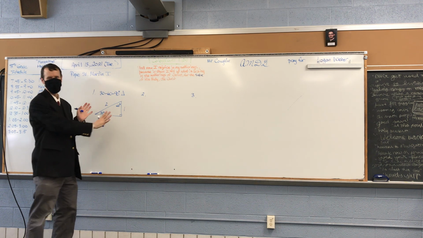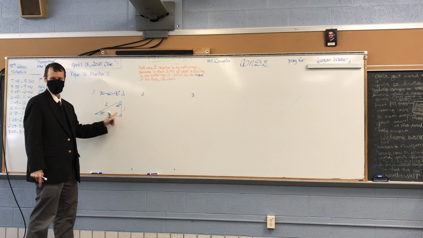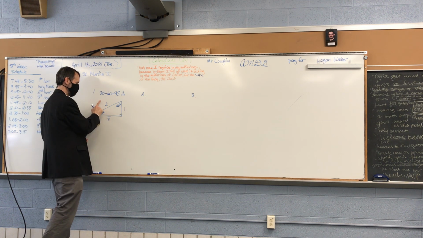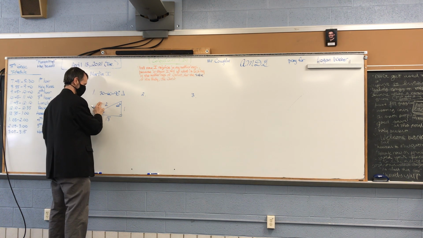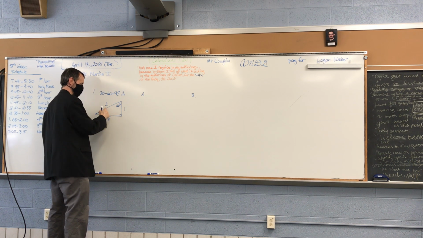We went over the very first shape we did yesterday, the 30, 60, 90 degree triangle. And the sides are 1, 2, radical 3. Small, large, medium. Small across from small, medium across from medium, large across from large.